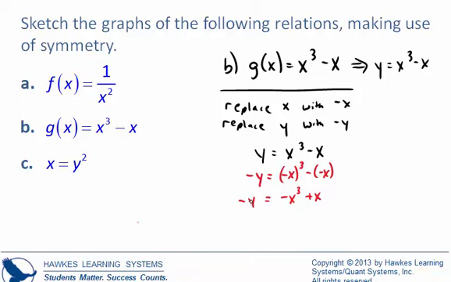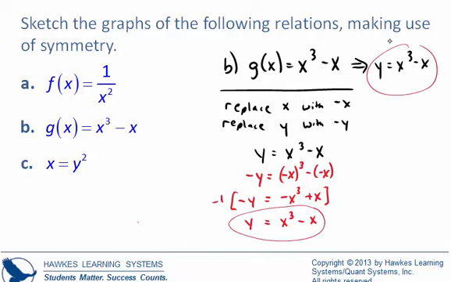Now, if we do a little bit of simplifying here, we want to get it as close to the original as possible. So if we were to take this expression and multiply by negative 1, we would get a positive y is equal to a positive x cubed minus x. And we can see that we indeed get exactly what we started with. And so we do have symmetry with respect to the origin because we have this equaling this.